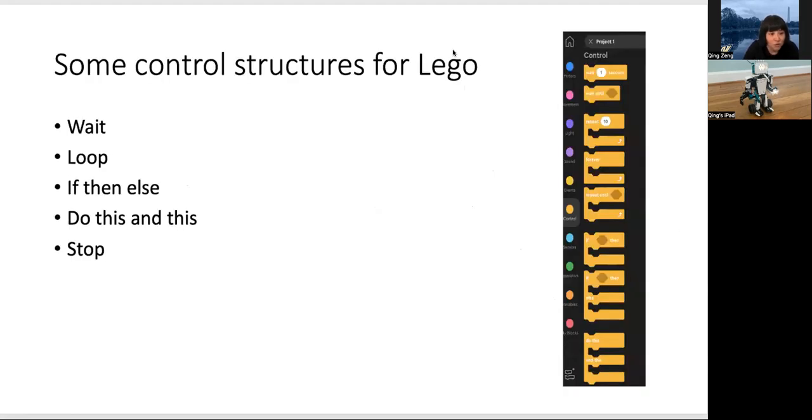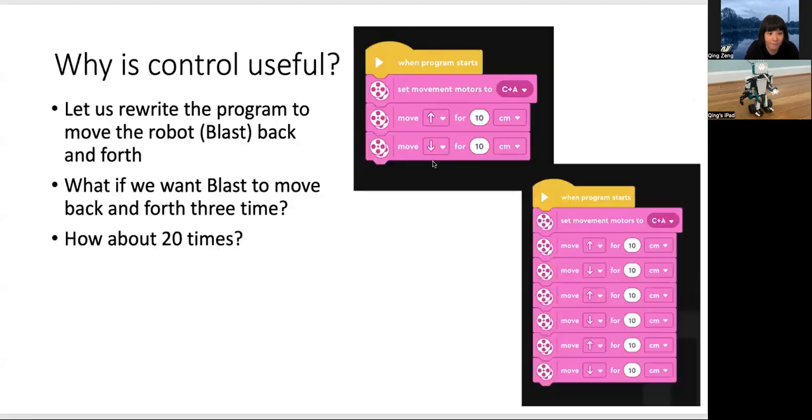Here are some of the control structures for the Lego Mindstorm robot. It has a wait, loop, if then, or if then else, do this and this, meaning you can do two things simultaneously, or stop. In a moment, you're going to see exactly this screen. Why is control useful? Well, let's go to the app first, and we'll write a few lines so you get a feel for why we need controls.